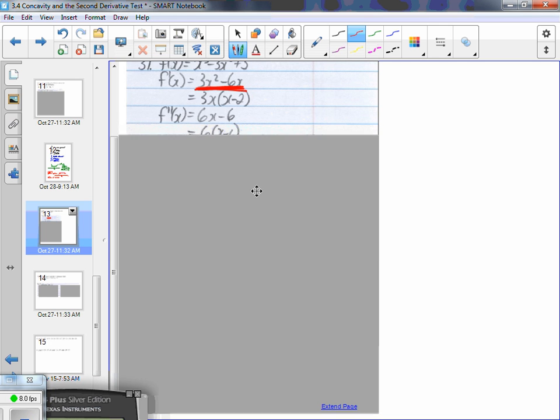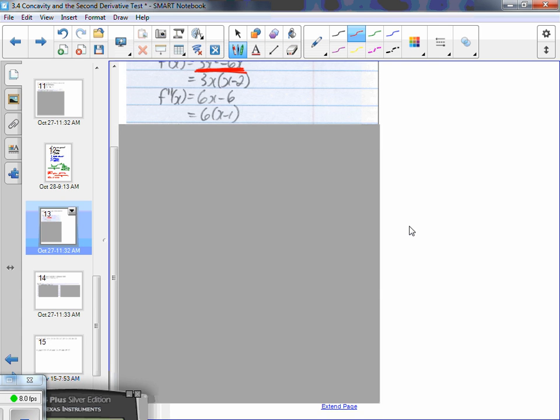And I'm going to go ahead and factor that, because that'll be easier if I use the second derivative test. That'll be a little bit easier to figure out if the second derivative is positive or negative. Okay? All right. So, we found the first derivative, we found the second derivative.